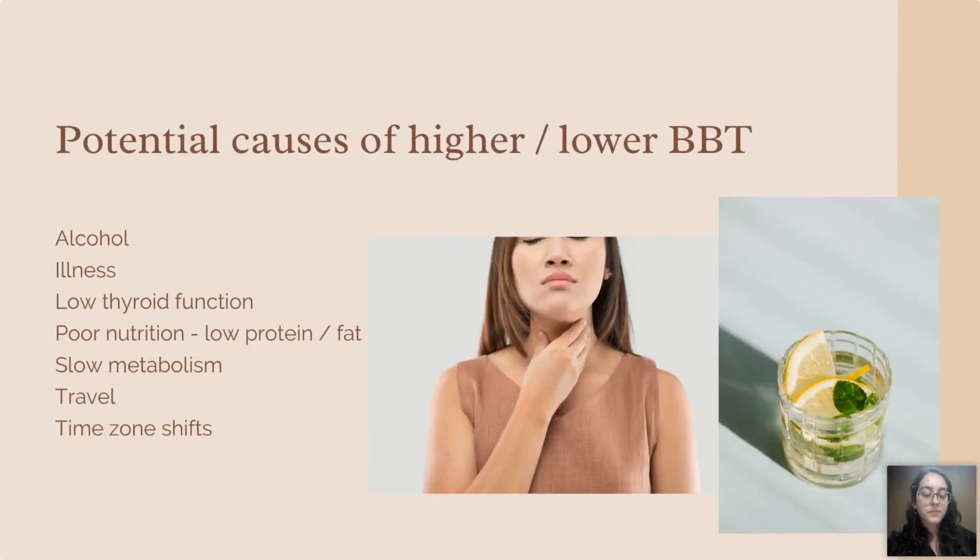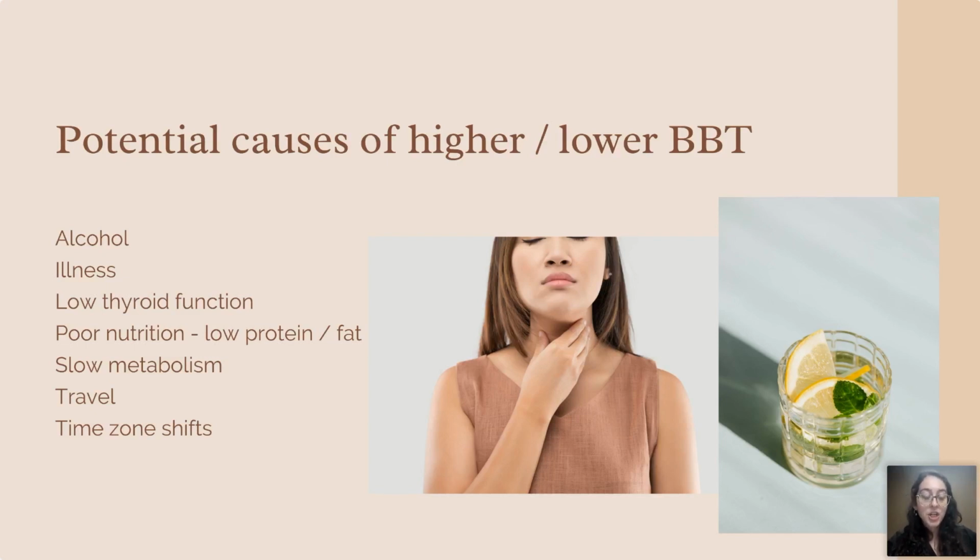And then there are a lot of causes that could cause higher or lower basal body temperature levels. So it's important to keep these in mind. So alcohol is one that can increase your basal body temperature. So something to keep in mind, if you are tracking, you have a drink one night or a few drinks and your temperature is suddenly a little bit higher, know that alcohol can cause that. An illness can cause that. Obviously, if you get the flu and you have a fever, that's going to affect your temperature.